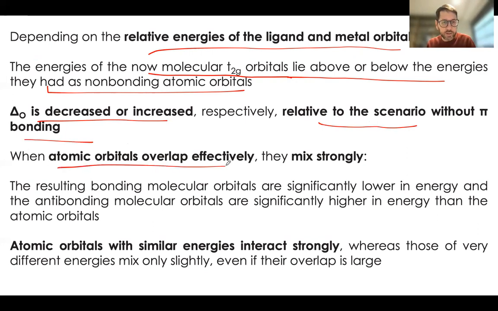And when the atomic orbitals overlap effectively, they mix strongly, which means that the bonding orbitals are significantly lower in energy and the anti-bonding orbitals are significantly higher in energy. If the atomic orbitals have similar energies and symmetries, they will interact strongly, while orbitals of different energies will mix only slightly, even if the overlap is large. So similar energies means better overlap.